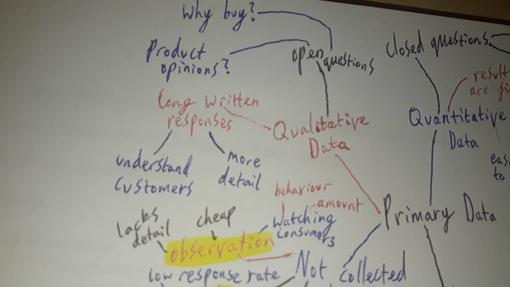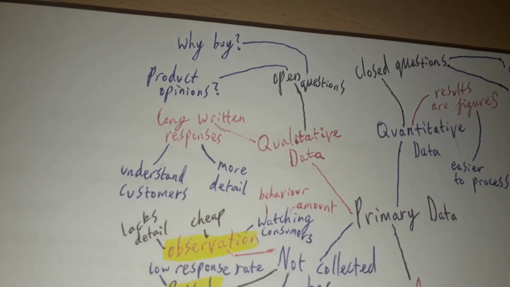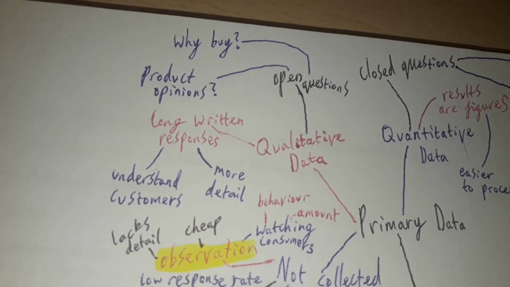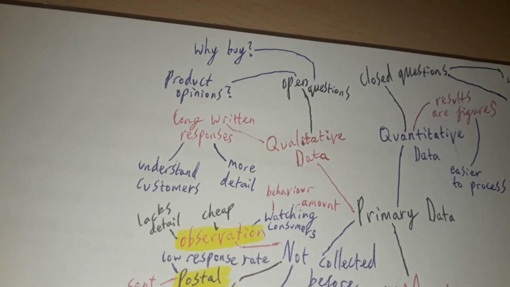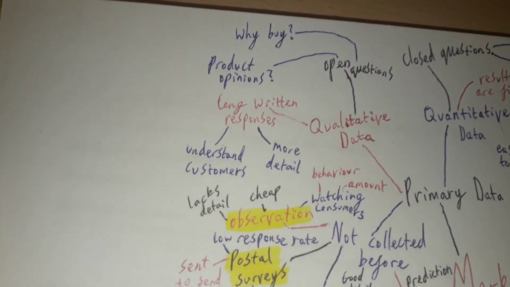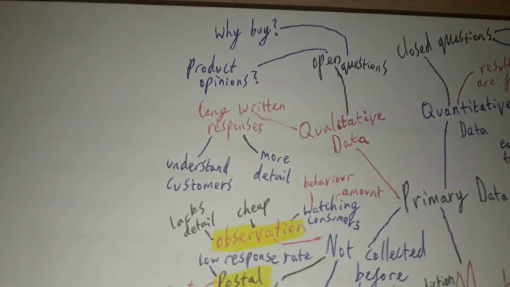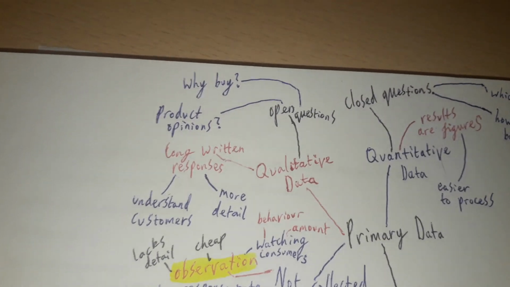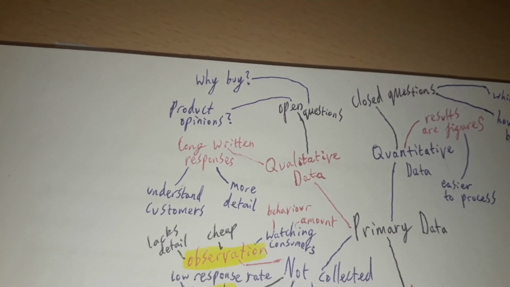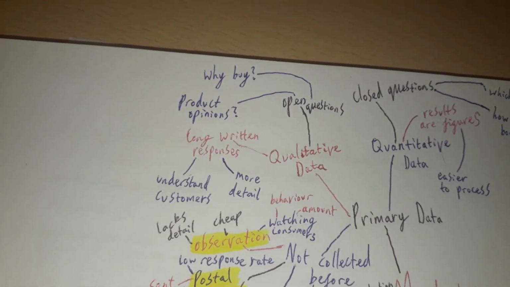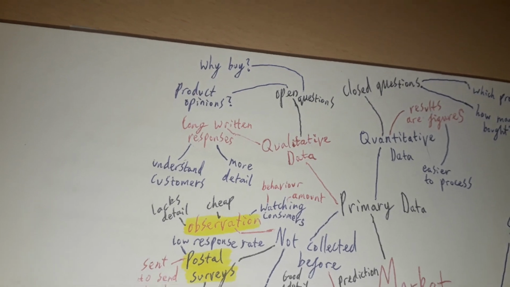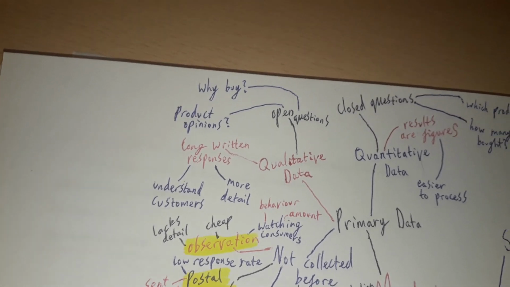Now qualitative data. Qualitative data is where open questions are used, like, why did you buy this, and what are your opinions on this product? They can respond in long written responses, which gives more detail and helps you understand the customers you're giving your products to. However, one unfortunate thing is that this can take a lot of time to process all this information.